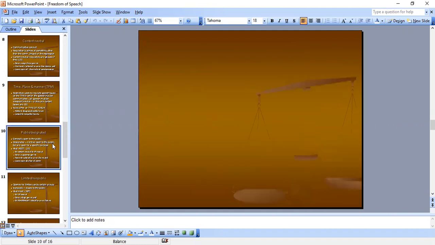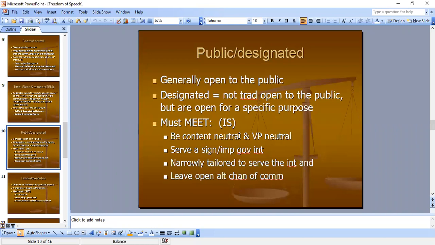You do have to memorize that. Okay, so if they are, they must be content neutral and viewpoint neutral, serve a significant important government interest, which is of course intermediate scrutiny, be narrowly tailored to serve that interest, and leave open alternative channels of communication. So we argue all of these with our facts.